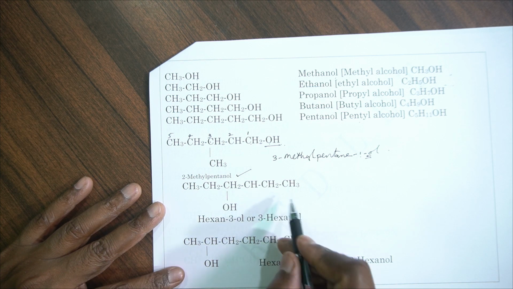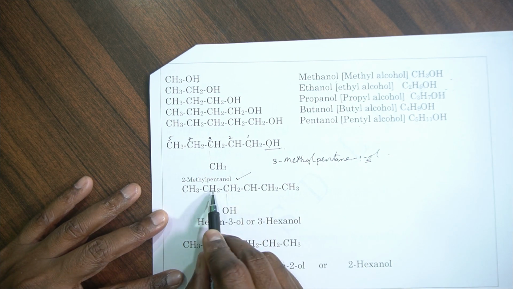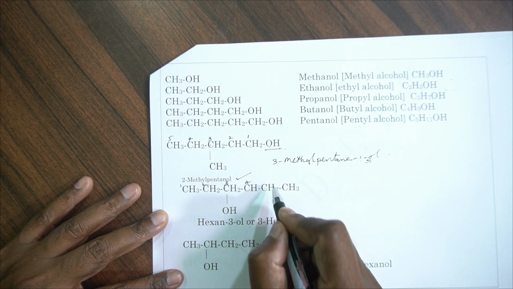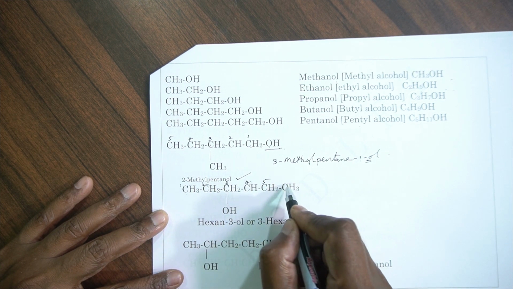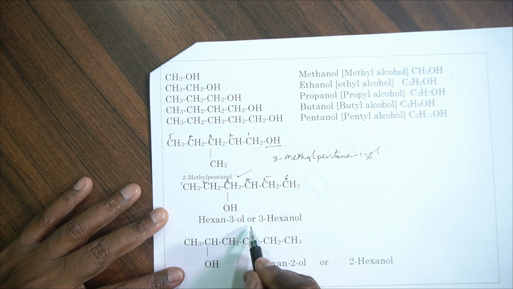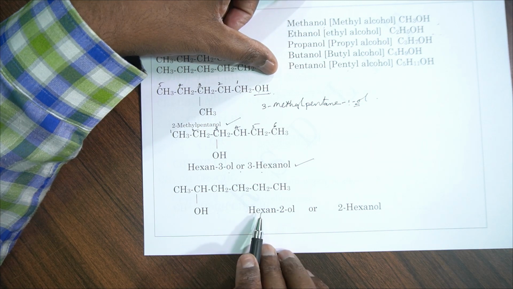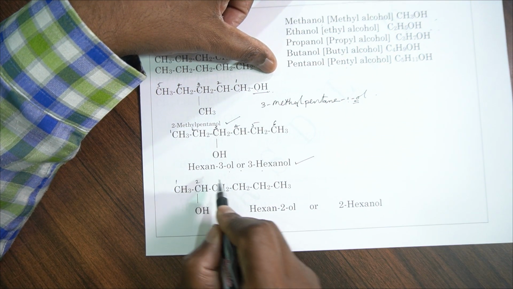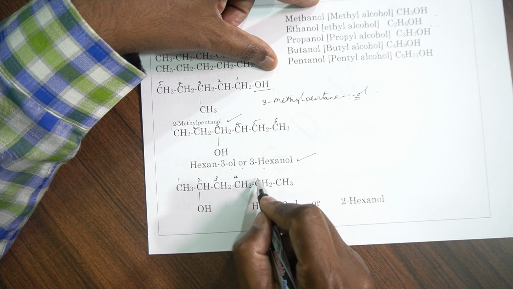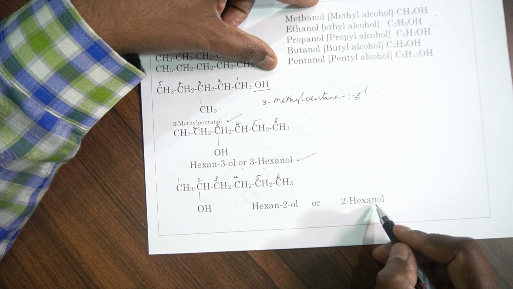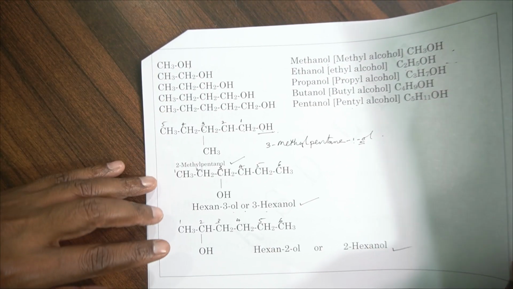Now check this compound. Here we have this OH in this carbon. This side there are 2, this side 3. So this is the shortest side. 1, 2, 3, 4, 5, 6. So the root word is hex, primary suffix ane, hexane. Carbon 3 has alcohol, ol. Hexane-3-ol or 3-hexanol. The e is removed because of the ol, OH. Right? Now we have hexane-2-ol. Here 1, 2, 3, 4, 5, 6. Hexane-2-ol or 2-hexanol. I hope you are understanding this.